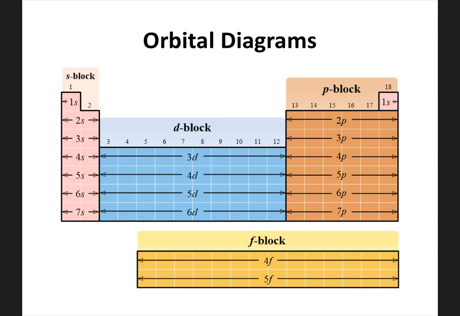So every single time we do this, we're going to pick an element, we're going to start here with hydrogen, and we're just going to keep moving left to right, following the increasing atomic number until we get to the element that we are trying to do the orbital diagram or electron configuration for.